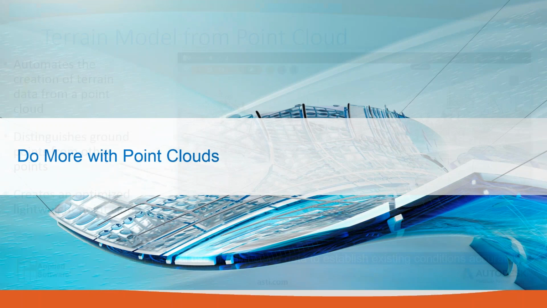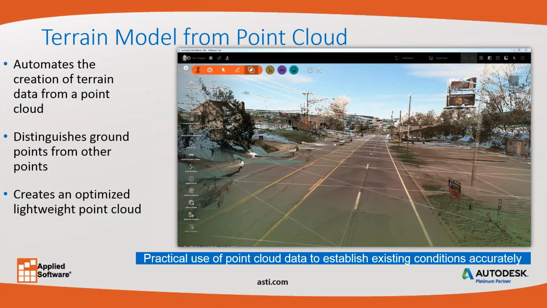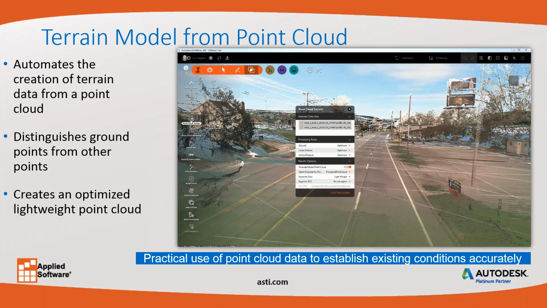So line girder analysis, and then point cloud data. Being able to automate the creation of terrain from a point cloud. Distinguish the ground points from other points like the power poles and the power lines. And then ultimately being able to optimize that point cloud where you can use an actual surface model. So again, that's important because the practical use of a point cloud doesn't really give you that in Civil 3D.